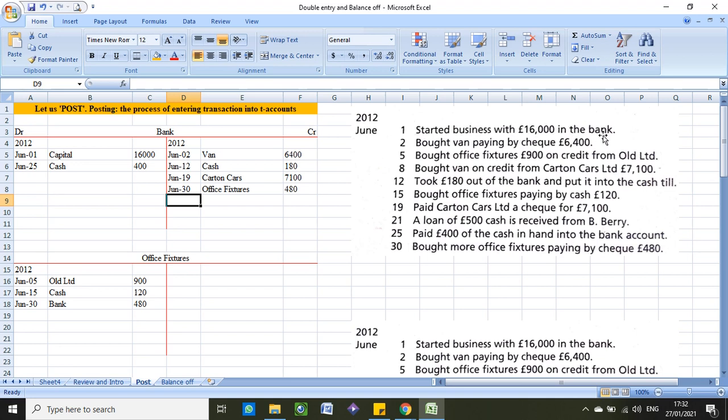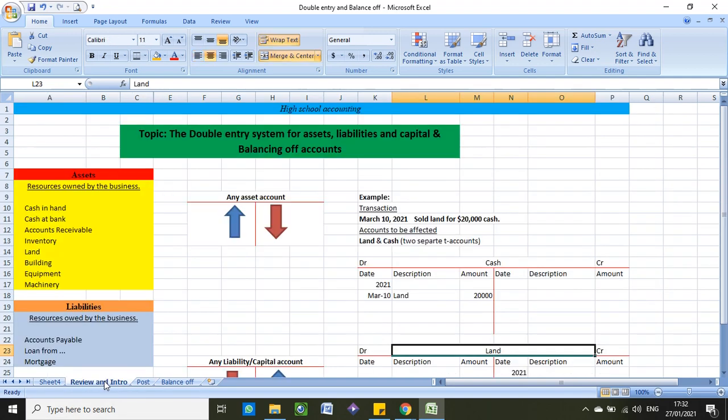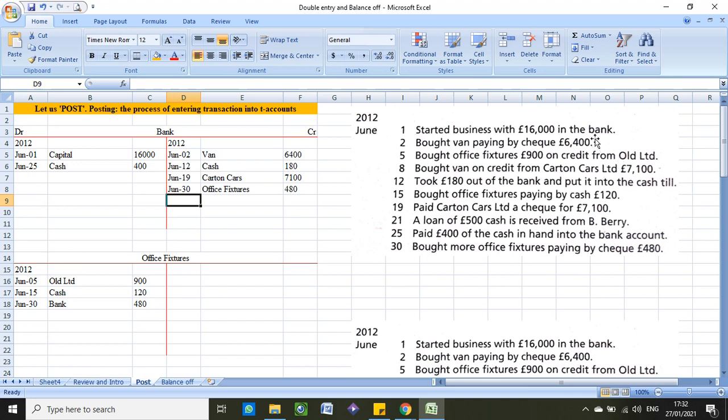So the bank will increase because the business has more money now. And if you remember, if you want to increase an asset, you do it on the debit side. So I need to debit the bank. It's the first time that I enter a transaction on this side of this T account, which is bank. So I will go ahead and type out the year, which is 2012, June 1st. The other T account that I will use will be capital, and the amount is $16,000.